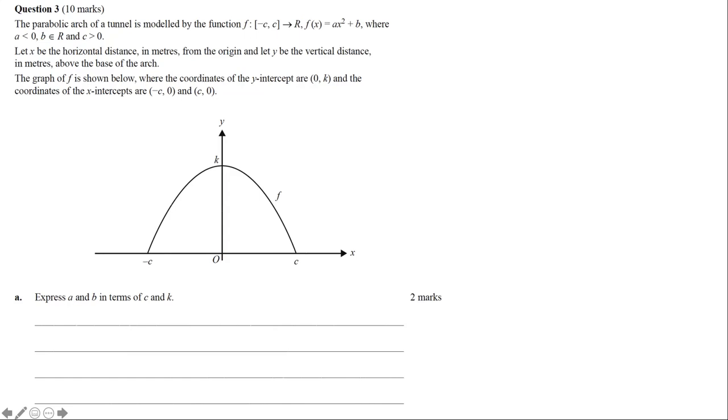The graph of f is shown below, where the coordinates of the y-intercept are (0, k), and the coordinates of the x-intercepts are (-c, 0) and (c, 0). We want to express a and b in terms of c and k. So the k value here is simply the local maximum on the parabola. b is equal to k.